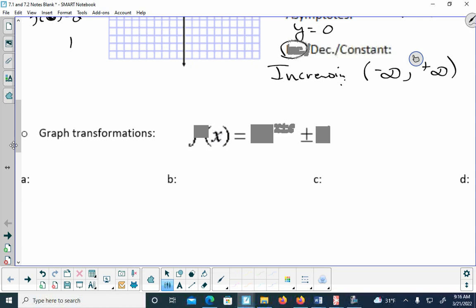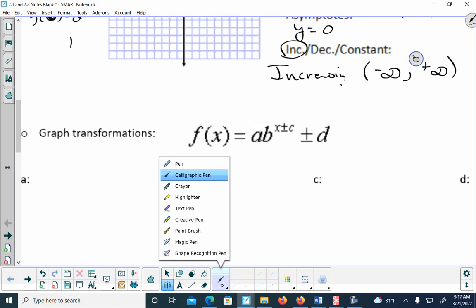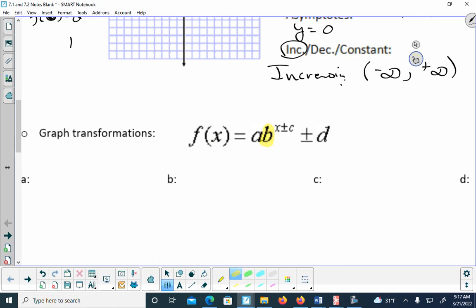If I have f of x is equal to a times b to the x plus or minus c, plus or minus t, the b is still my base. That's not going to change. Remember, my base is not equal to 1, and my base has to be greater than 0. But my a is the coefficient that's out in front. What does that tell me? Well, if the absolute value of a is greater than 1, I'm going to have a vertical stretch.